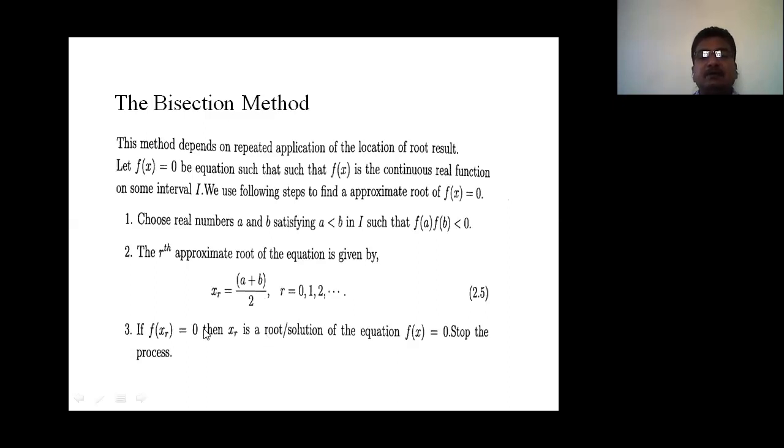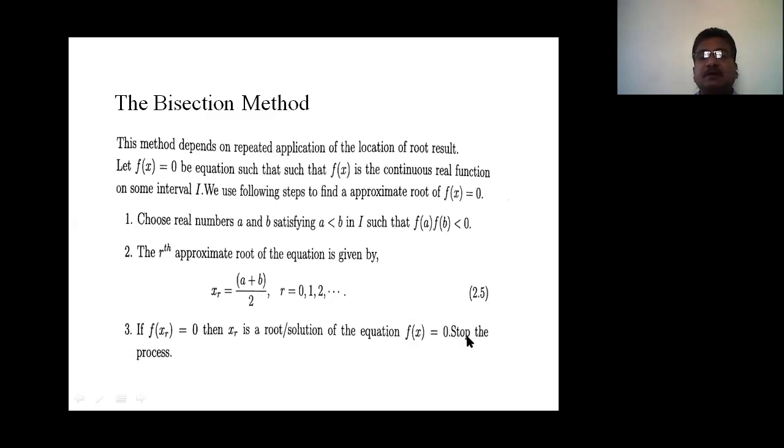Then, by substituting r = 0, what do we get? x0. Instead of r = 0, 1, 2, 3, we can replace r with 1, 2, 3, 4, 5. If we replace r = 1, then x1 is what? (a + b)/2. This is the first approximation. And if f(x1) is 0, then x1 is the exact root of the given equation f(x) = 0.